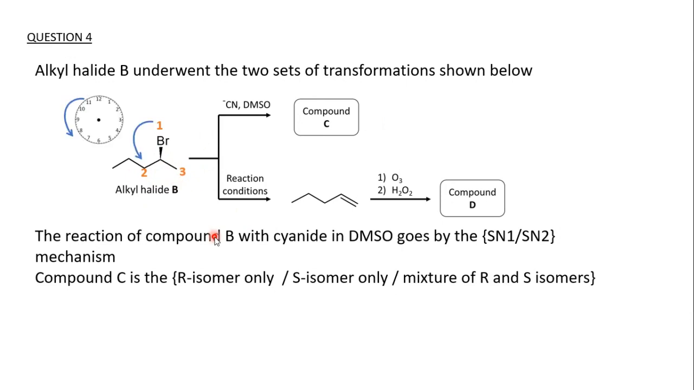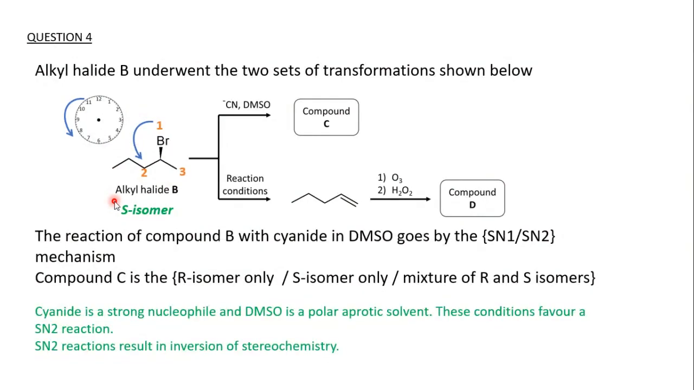Going from 1 to 2 to 3, we are going in an anti-clockwise movement, and so it is going to be the S isomer. So if B was the S isomer, we should have inversion of stereochemistry. And so compound C is going to be this product here.